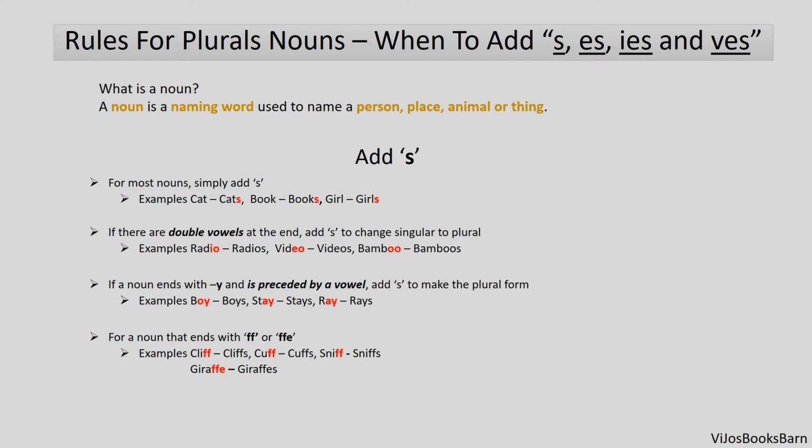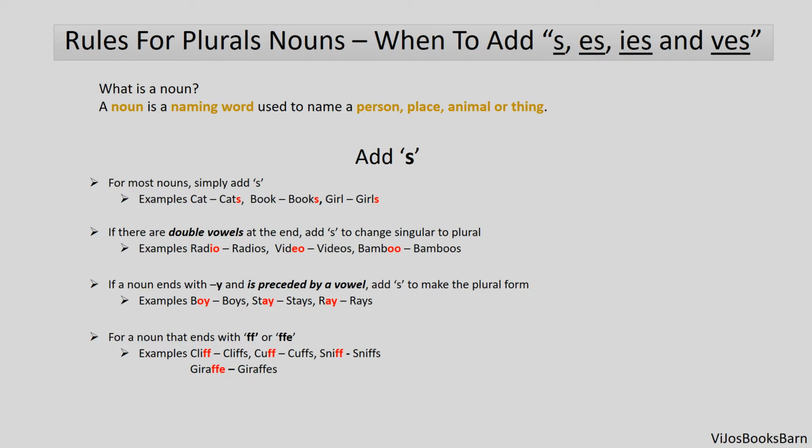So let's see what are the set of rules for adding s to a singular noun. For most nouns, simply add s. For example, words like cat, bat, book, girl, we just add s to the noun to make them cats, bats, books, girls.